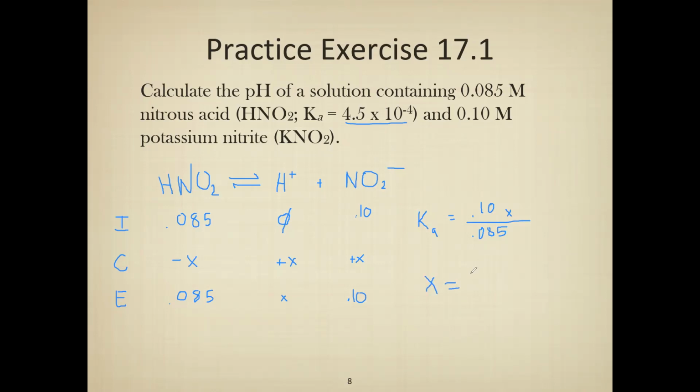And what we should see is x is going to be equal to 3.8 times 10 to the negative fourth. And again, we can see we're not really going to change these numbers at all when we subtract it from the reactant or add it to the product. So that's why we can essentially just ignore it and consider it to be negligible.